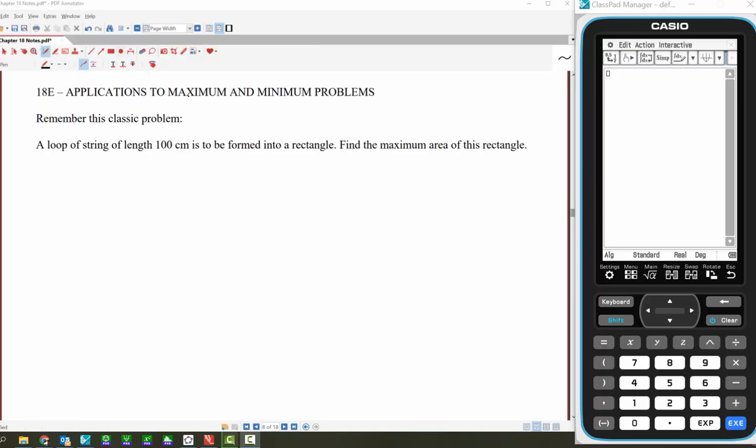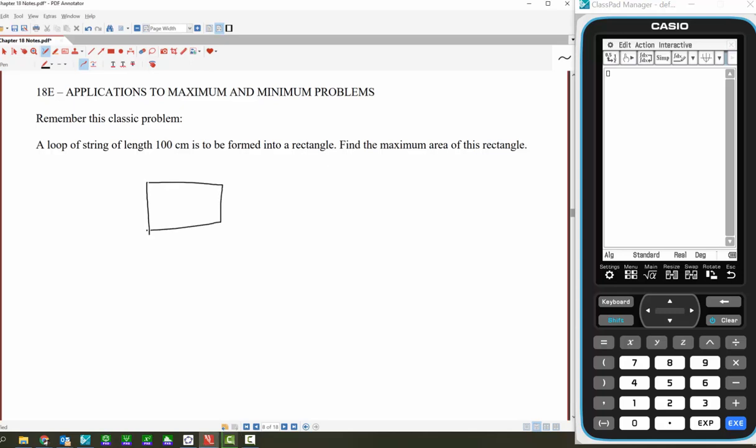We've already developed maximum and minimum functions for particular worded problems, but this time around what we're going to do is use calculus to actually help us to find maximums and minimums. So here's a classic problem. A loop of string length 100 centimeters is to be formed into a rectangle. Find the maximum area of this rectangle.